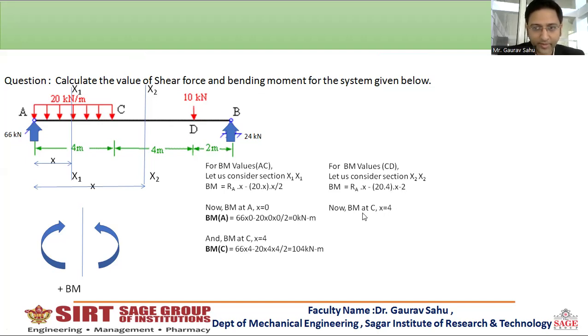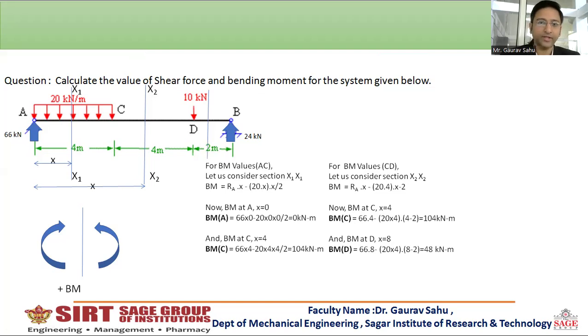And if we apply the limit at BMC, x equal to 4, in the above equation, you will get the value 104 kilonewton meter. And for BMD, D is equal to 8. So by putting x equal to 8 in the above equation, you will get 48 kilonewton meter. Now let us move to the section x3-x3 in segment DB.